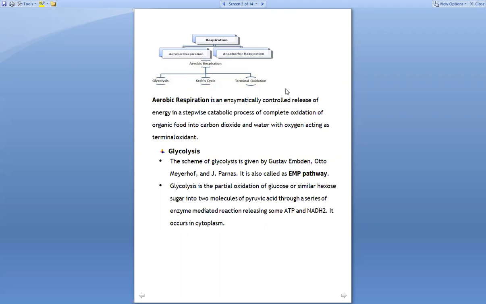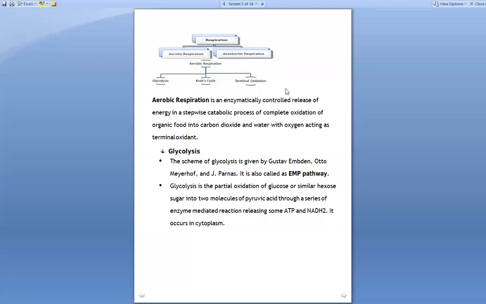the aerobic respiration, right? Let's recall that respiration has been divided into two types. First is aerobic and second is anaerobic. Aerobic respiration is the respiration which takes place in the presence of oxygen, right? And anaerobic respiration is the respiration in which oxygen is not involved, that is, in the absence of oxygen. In aerobic respiration, we are going to see three pathways. The first is glycolysis, second is Krebs cycle, and third is the terminal oxidation, right? So let's start with the aerobic respiration.